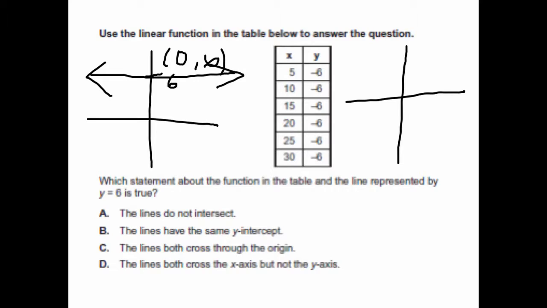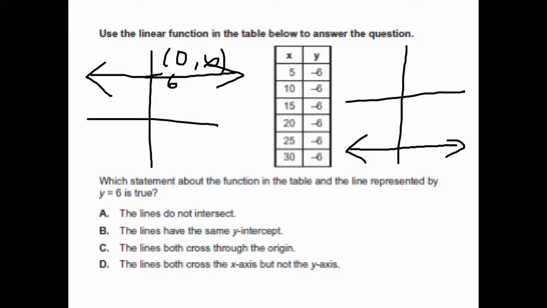Now, let's draw a visual model of this. If negative 6 is the y value for every single one of these points, again, my line is going to be more like y equals negative 6. It's just going to go across the bottom like this. So I have two lines that are running parallel to each other, so let's go ahead and get rid of some of our answer choices.